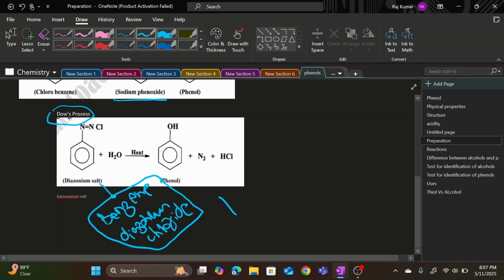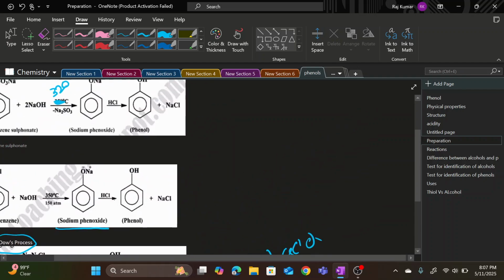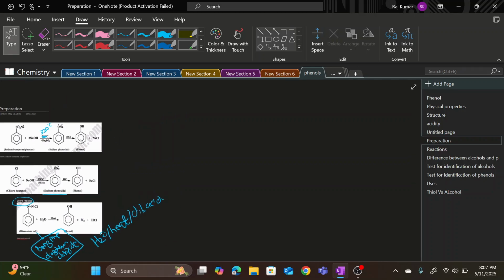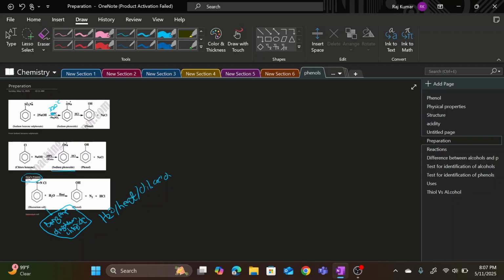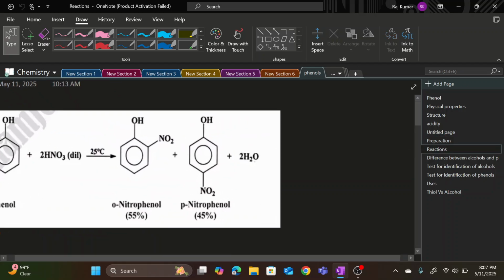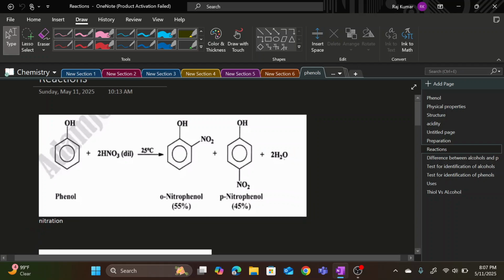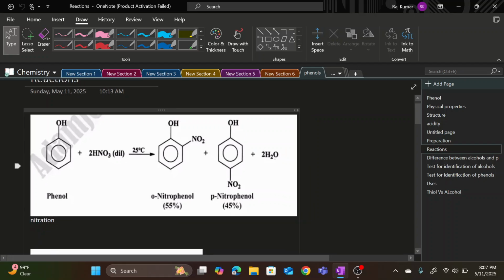Now there are three ways. I can either use water, or I can use heat, or I can use dilute HCl, a dilute acid. This is the entire thing. This is how we can prepare it. Right. And when it comes to its reactions, they are broadly classified into two major categories.